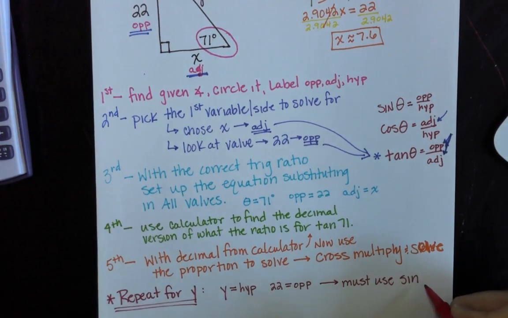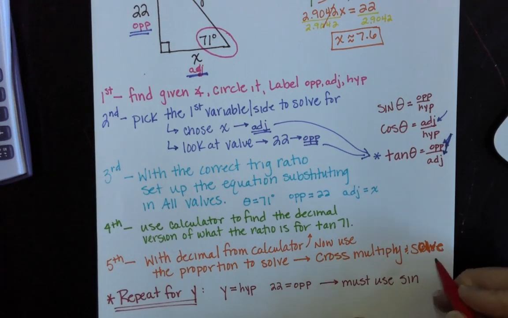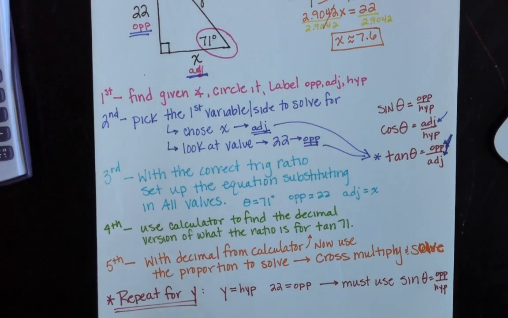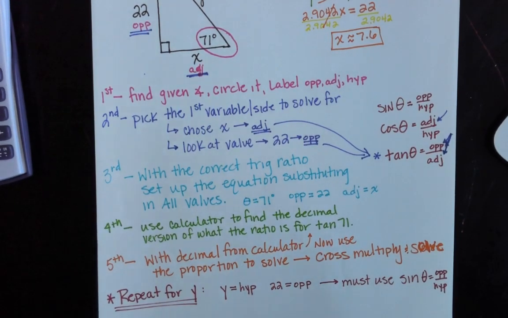And that's because sine theta is opposite over hypotenuse. So every step we're going to redo now. And this is the nice part, because you'll be able to see now that we're going to do sine, it's going to go a lot faster.